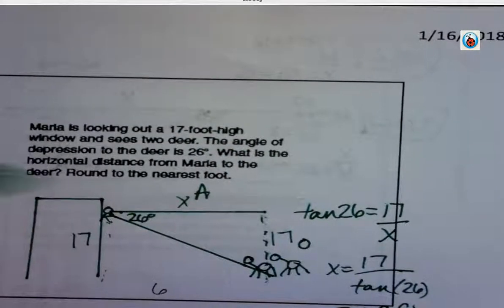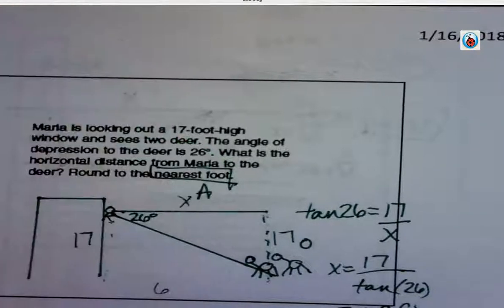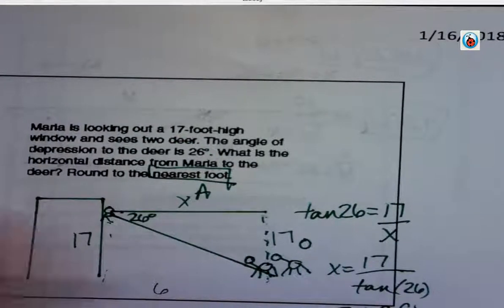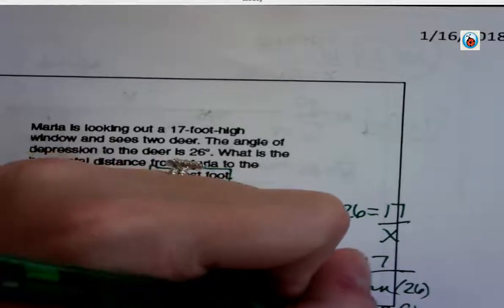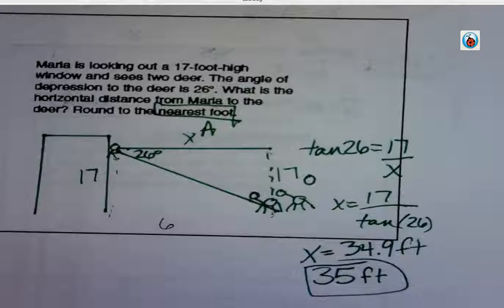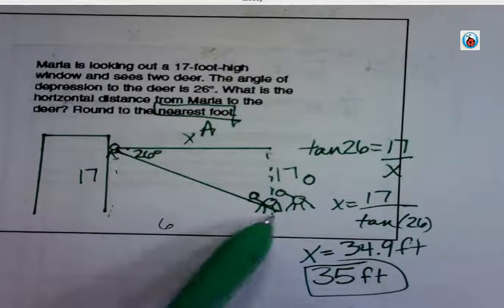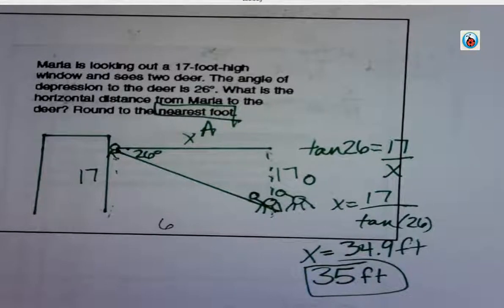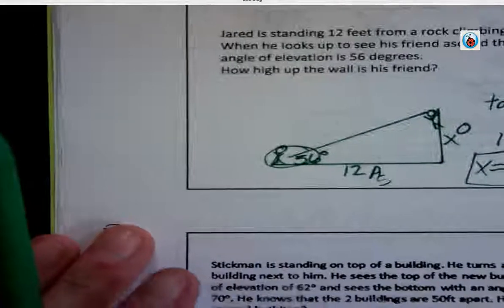But it says round to the nearest foot. And it specifies what it wants. So we will go ahead and write 35 feet. Oh, yep, I can't see that. So it is 35 feet. The deer are 35 feet away from the base of that building. Alright, last one. We're moving on.